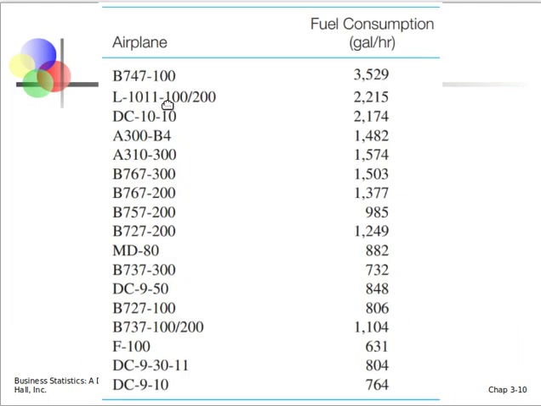This one, for B747-10, 3,529, that's gallons per hour of fuel consumption. For this plane, it's 2,215. For DC-10, that's 2,174. Up to DC-9-10, 764 gallons per hour of consumption.